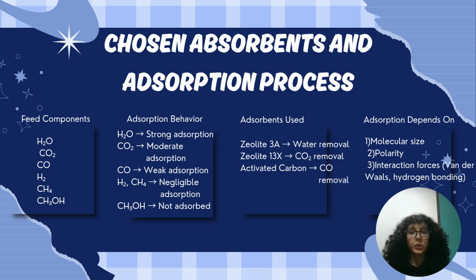This slide shows the adsorption characteristic of the crude methanol stream and the adsorbent used. The feed contains several components, such as water, carbon dioxide, carbon monoxide, hydrogen, methane, and methanol. These components behave differently during adsorption. Water is strongly adsorbed due to its high polarity and ability to form hydrogen bonds.